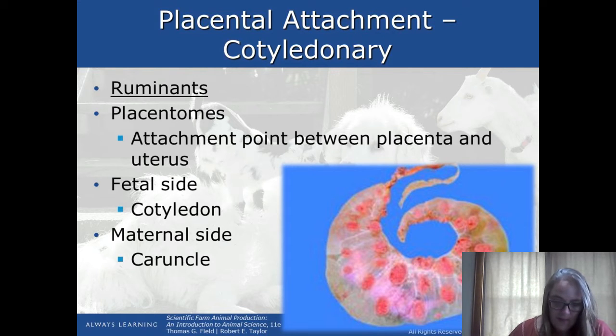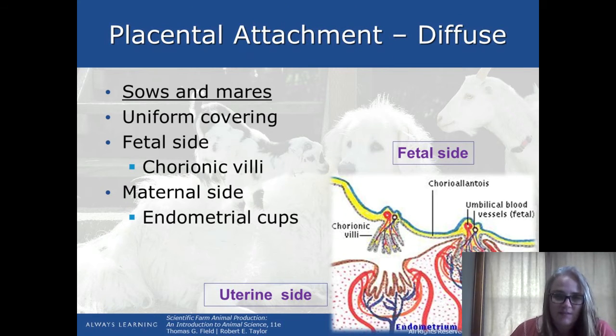The diffuse type of placental attachment is most common in sows and mares. It means that there's a uniform covering attaching the placenta. We do this with some villi on the fetal side, and on the maternal side they're endometrial cups. And so you can see that the little villi kind of fit into the cups, and that's how they attach.